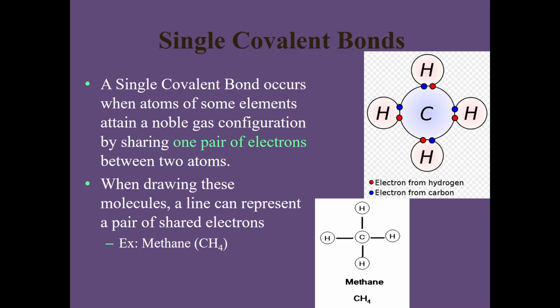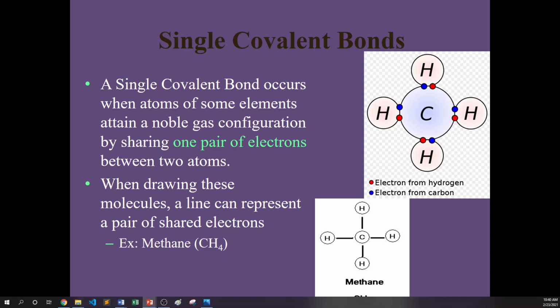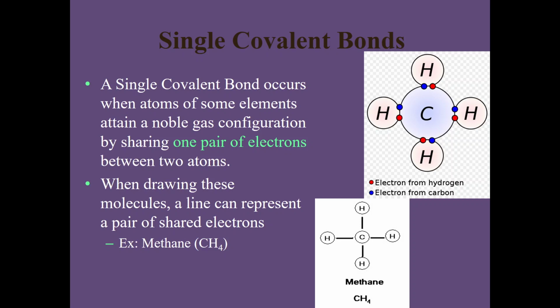A single covalent bond occurs when atoms of some elements attain a noble gas configuration by sharing exactly one pair of electrons between two atoms. When drawing molecules, a line can represent a pair of shared electrons. So the Bohr model is on the top, and the Lewis, I call it the Lewis dot method, on the bottom.